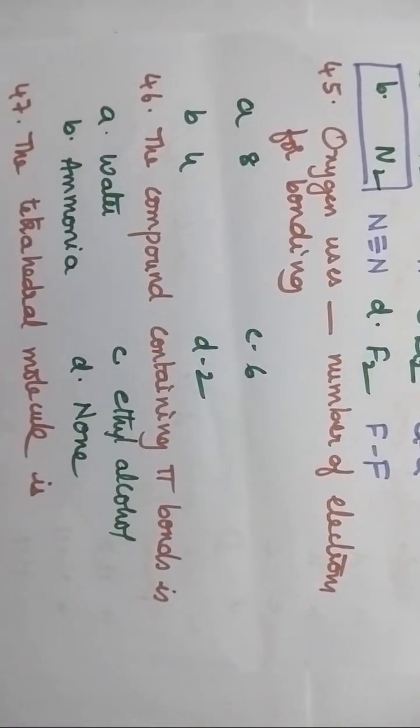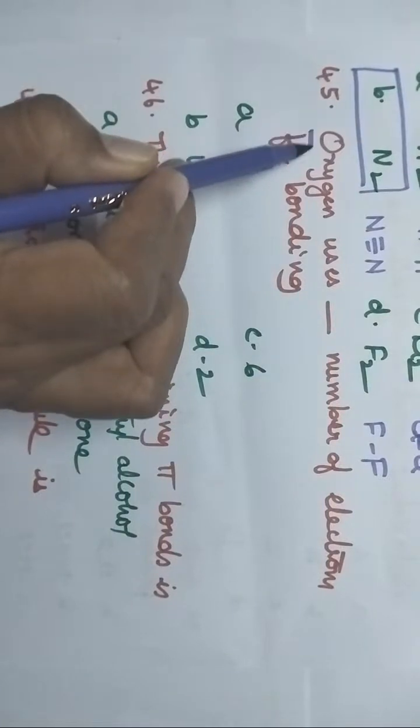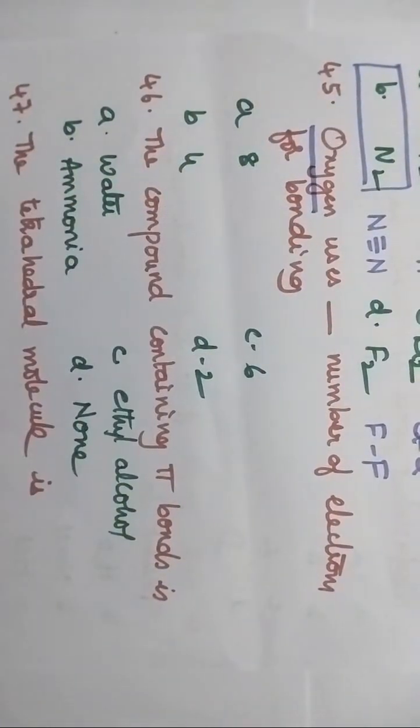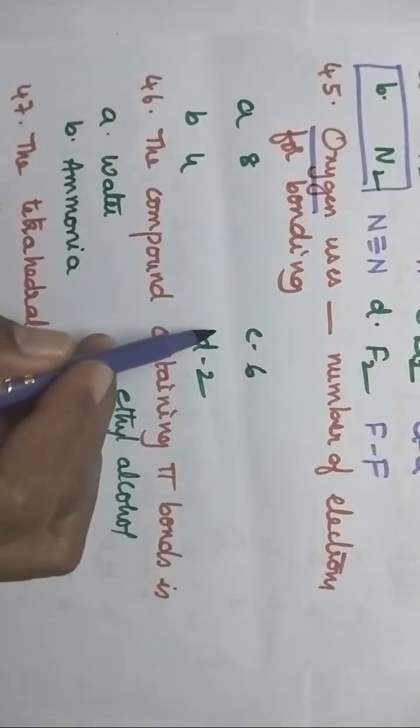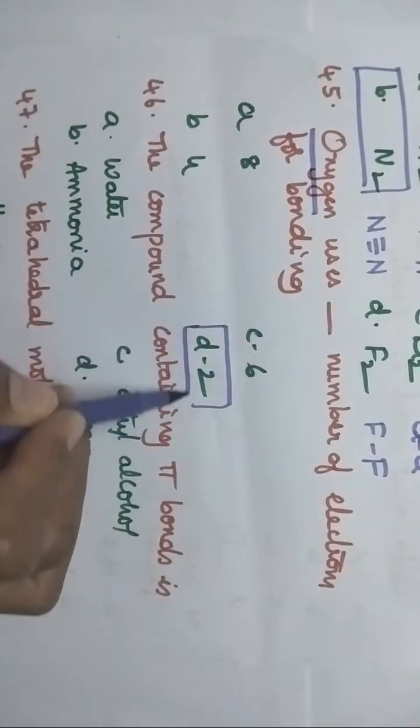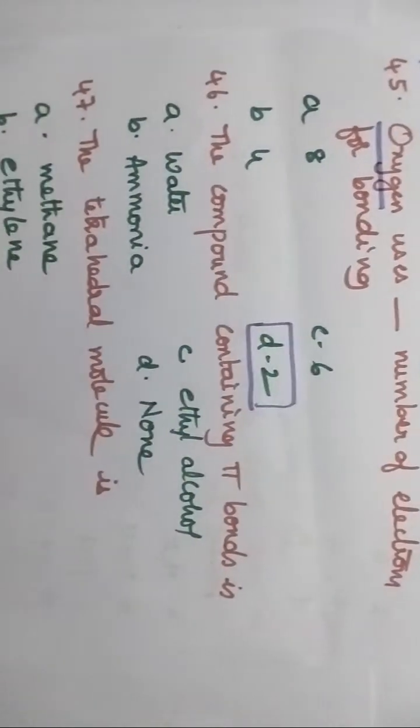Coming to the next question. Oxygen uses dash number of electrons for bonding. So during the bond formation, oxygen uses how many electrons? Direct question. Very good, Tilak. Oxygen uses 2 electrons. So option D is the right answer.